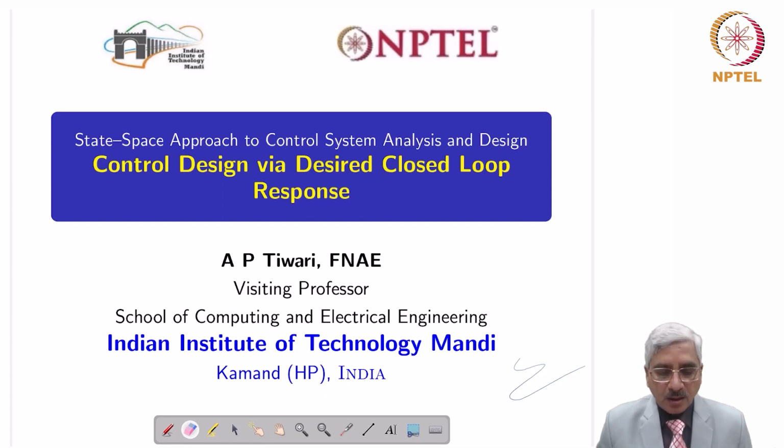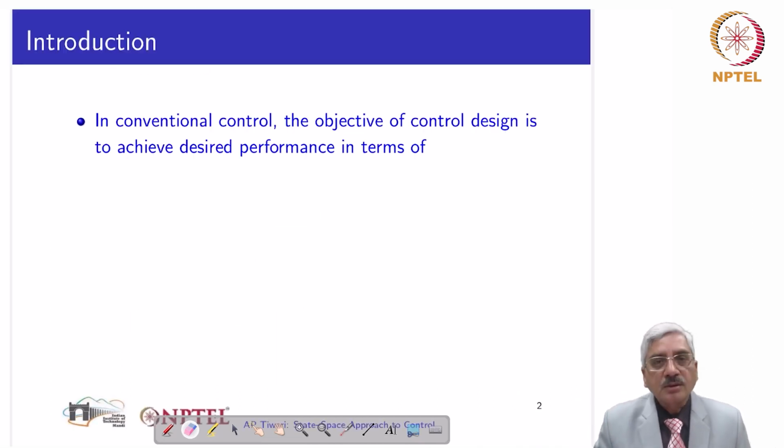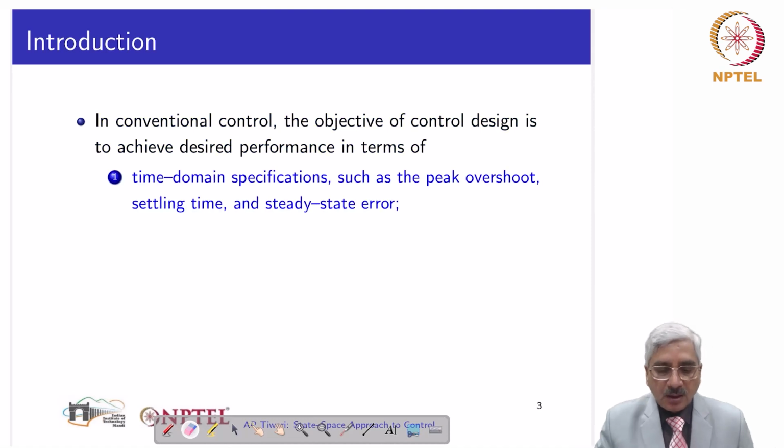Now we embark in this week upon a new topic, which is control analysis, control design via desired closed loop response. In the conventional control approach, the objective of control design is to achieve performance in terms of time domain specifications such as the peak overshoot, settling time and steady state error.